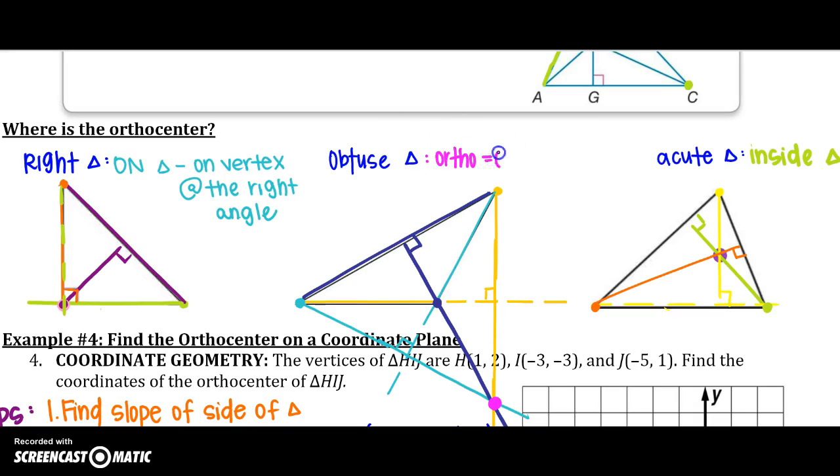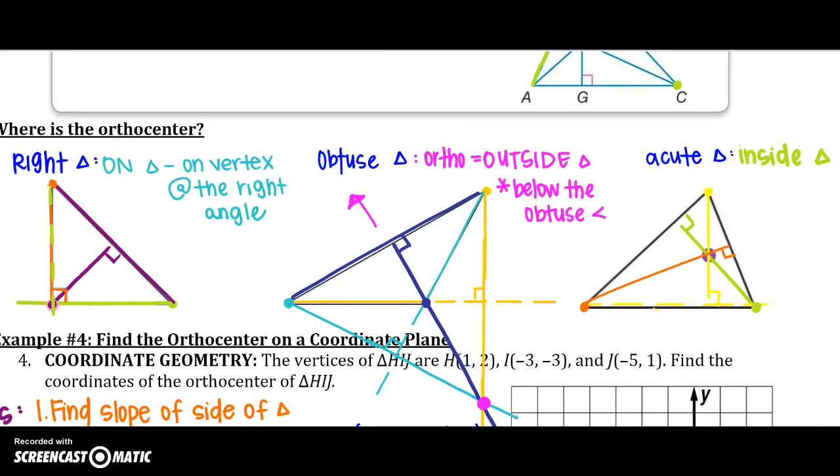is going to be outside my triangle. And you can also remind yourself it's going to be below or around, or whatever you want to say, below the obtuse angle. So really that's saying it's not this way of my triangle, it's actually below it. So if you are just in geometry, you can stop now.